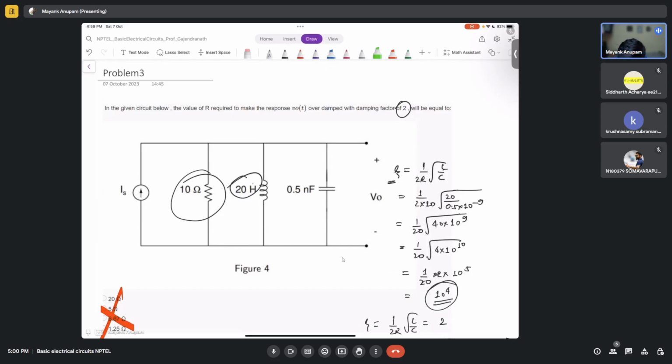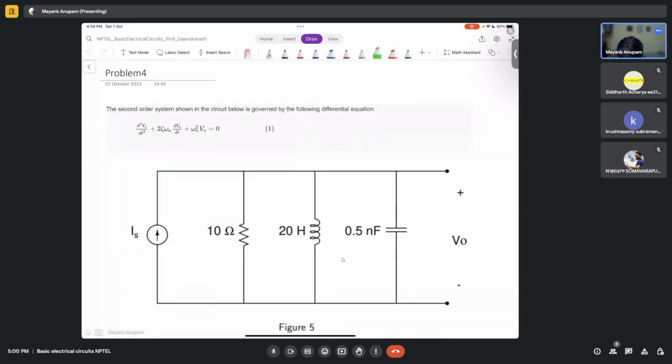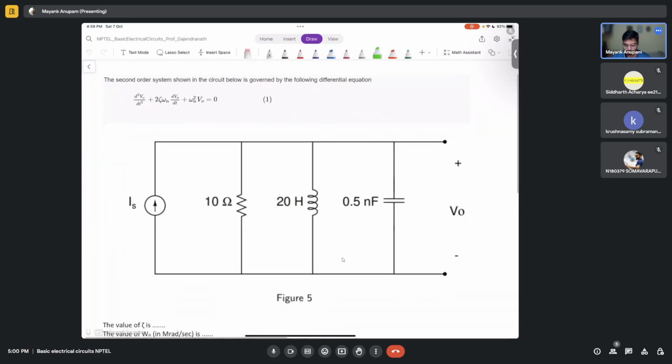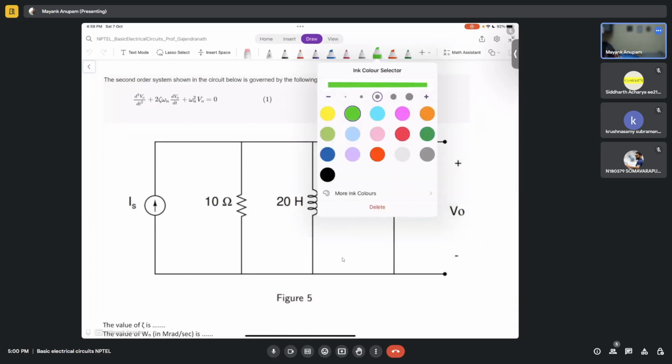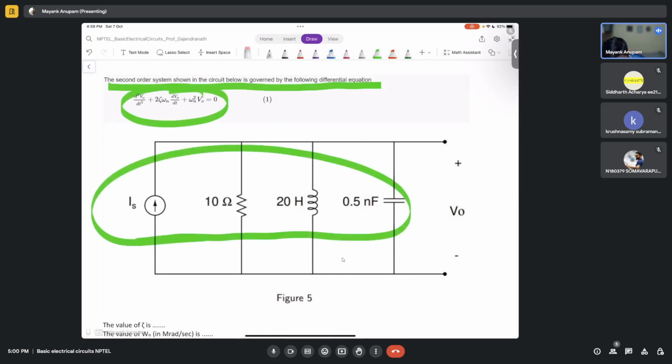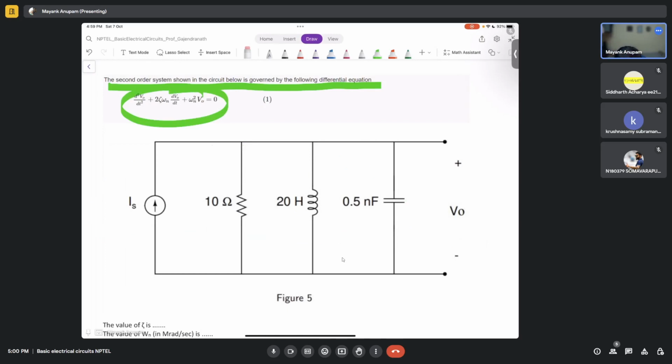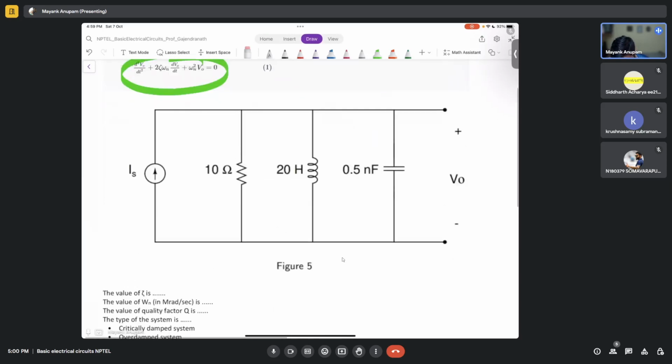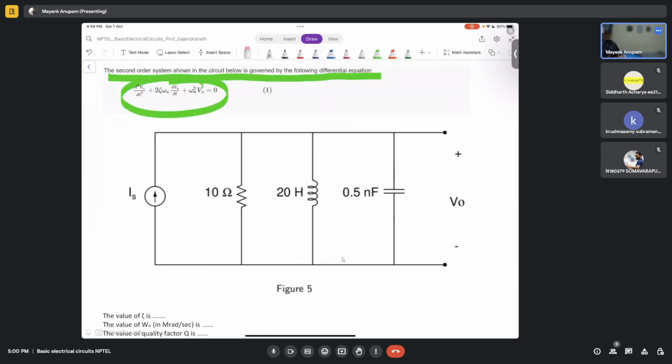So let's move on. The second order system in the circuit shown below is governed by the following differential equation. This is the differential equation which governs this second order system here. So tell me, what is the value of zeta here?